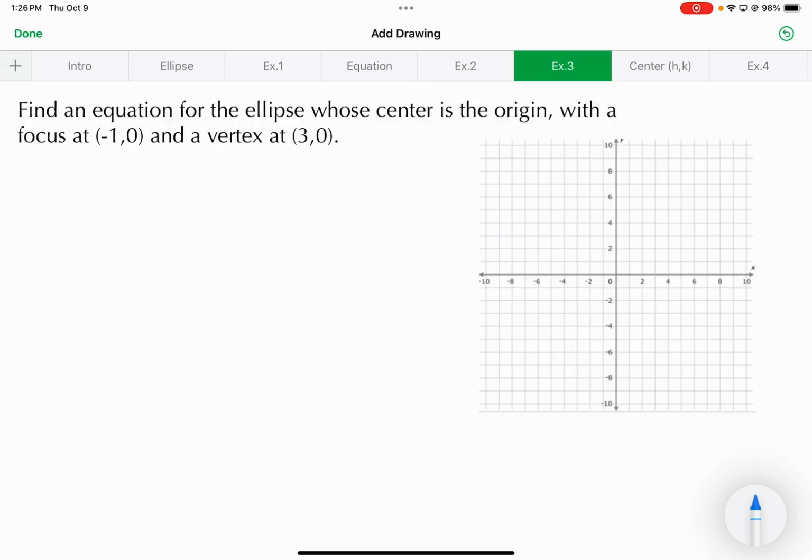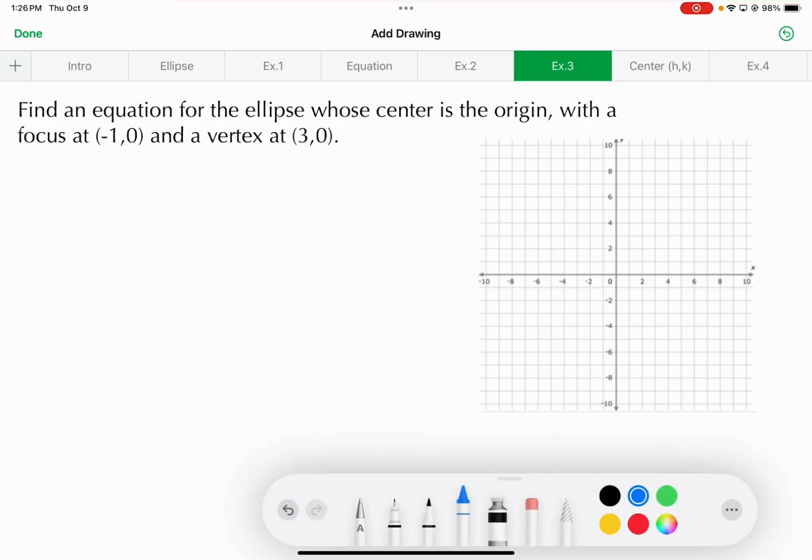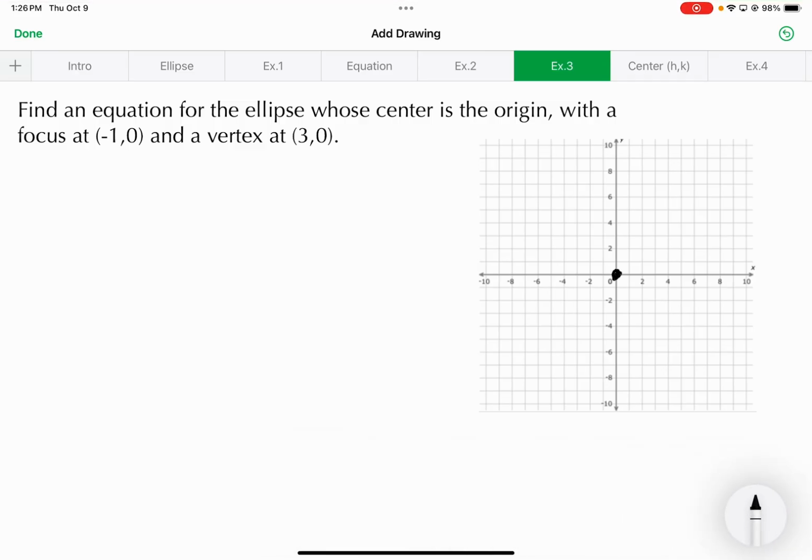We okay? Super. All right, find an equation for the ellipse whose center is the origin with a focus at negative 1, 0, and a vertex at 3, 0. All right, so they don't really give us much. Well, actually, they give us a ton. They give us 3 crucial pieces of information that we need. I know my origin is 0, 0. Okay? So in that case, let's plot our other points and then try to pick out the values that we can get from that. So negative 1, 0 is one of my foci, and then my vertex is at 3, 0. So I can use that information to find which letters.